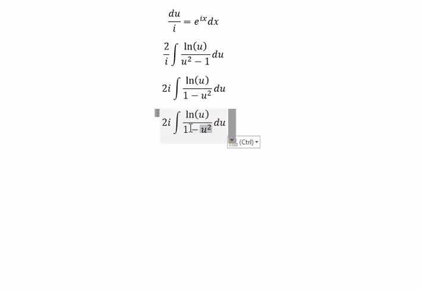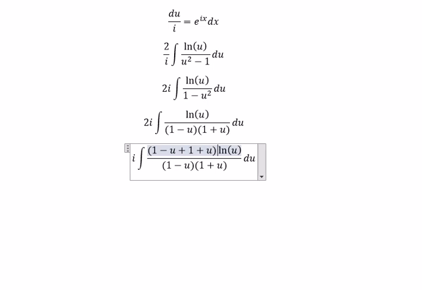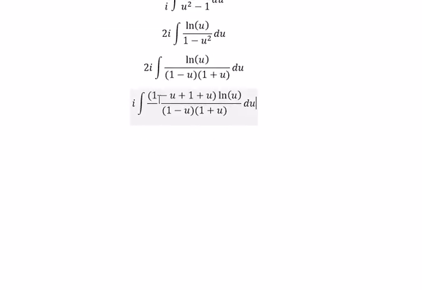This one we can put as 1 minus u multiply 1 plus u. So we borrow number 2 in here, and we put 1 minus u plus 1 plus u, because 1 plus 1 is number 2 in here. Negative of u, positive of u, they will cancel together. And now we can create 2 integrals in here.